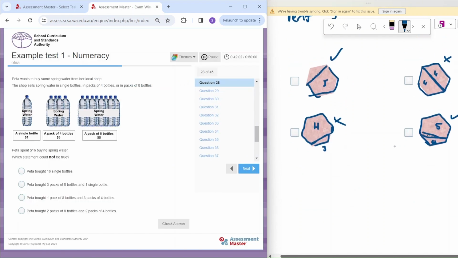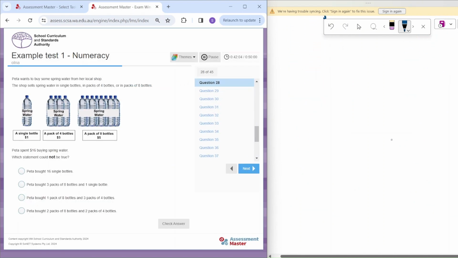So it's always good to just visualize these ones. Peter wants to buy some spring water from her local shop. The shop sells spring water in single bottles, in packs of 4 bottles or packs of 8 bottles. Peter spent $16 buying spring water, which could not be true.